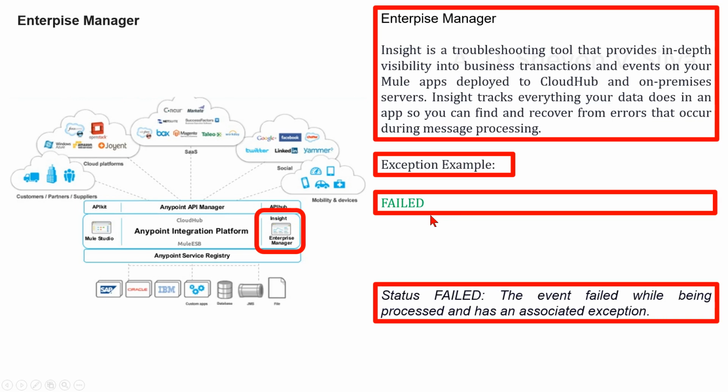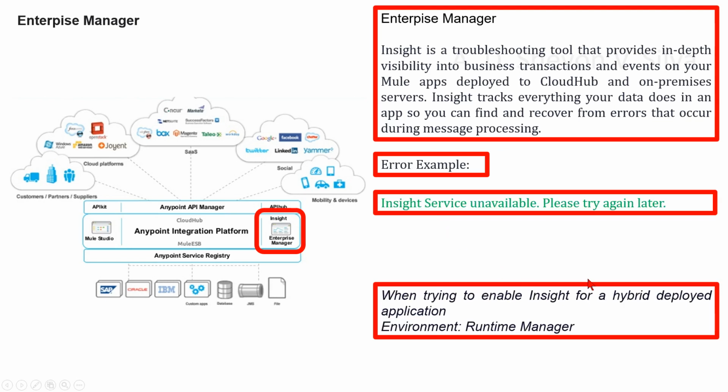As an exception example, we can consider status failed. The event failed while being processed and has an associated exception. As an error example, we can consider "Insight service unavailable. Please try again later." when trying to enable Insight for a hybrid deployed application. This error occurred, and this is in the environment with Runtime Manager.